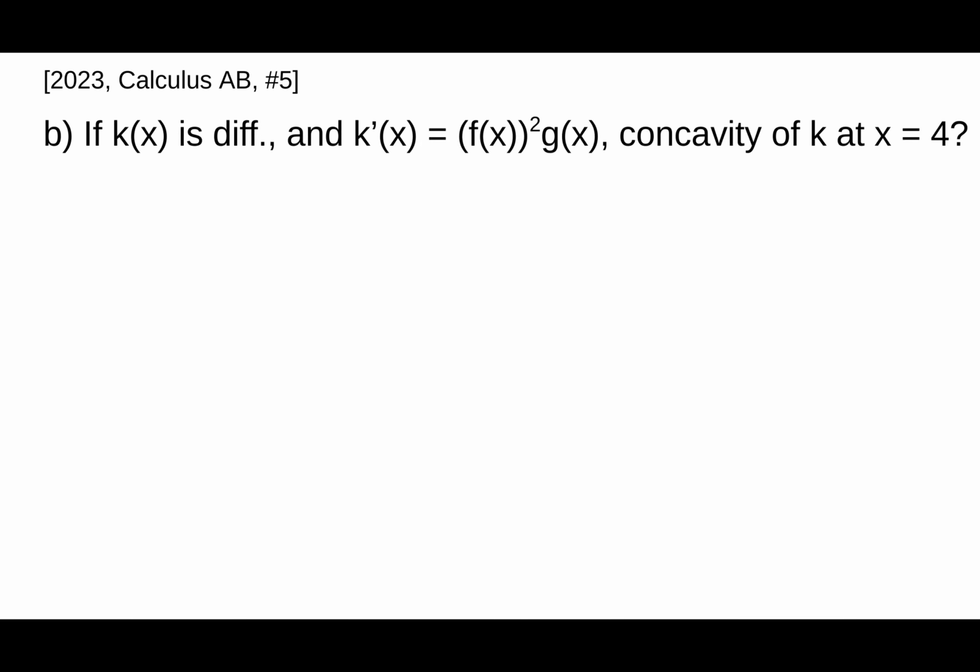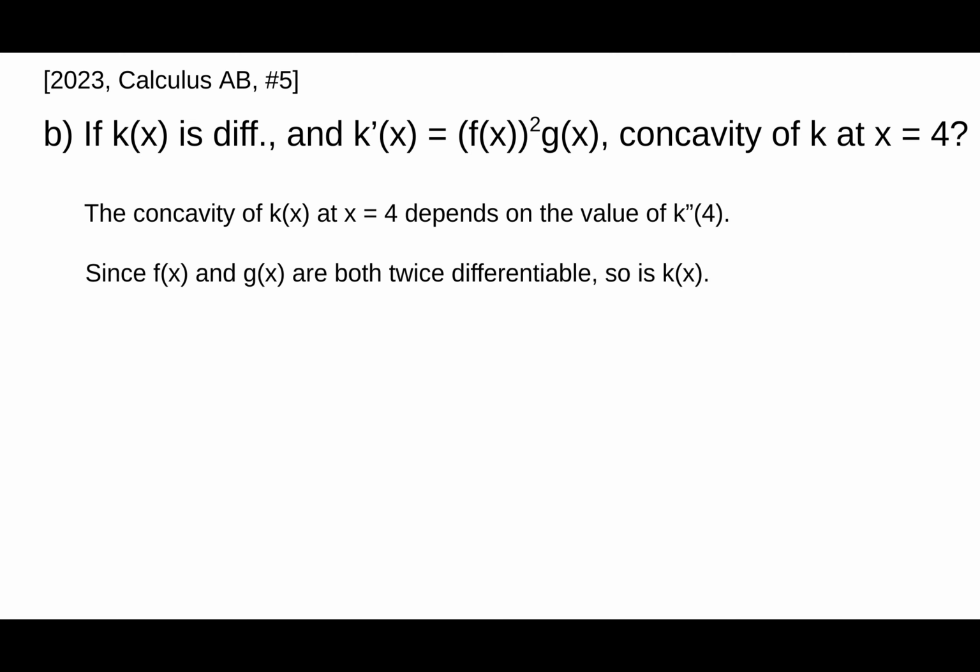In part B, we are introduced to another function, k of x, which is known to be differentiable, and we are given that k prime of x is f of x squared times g of x. Using this information, we are to determine the concavity of our function k at x equals 4. Now, the concavity of the function k at x equals 4 is going to depend on the value of the second derivative of k at x equals 4, so we need to be able to find that derivative.